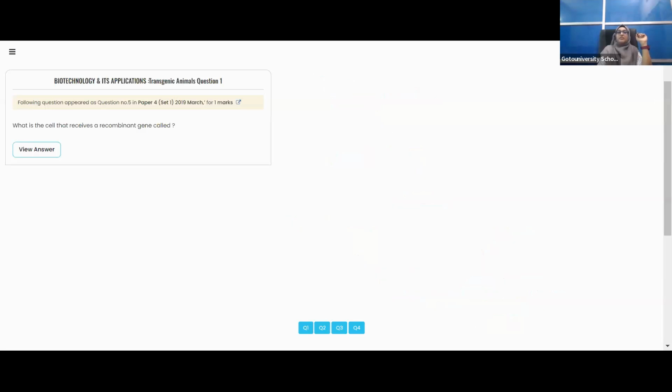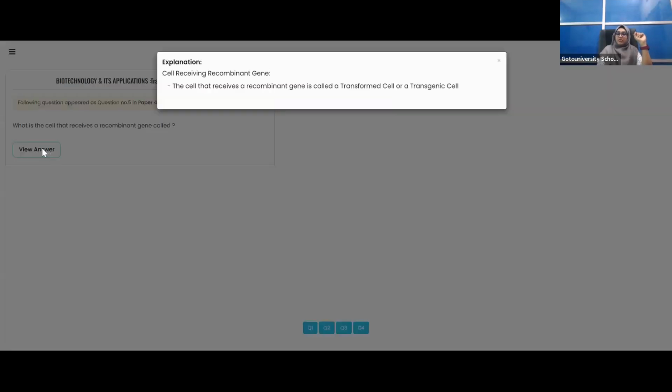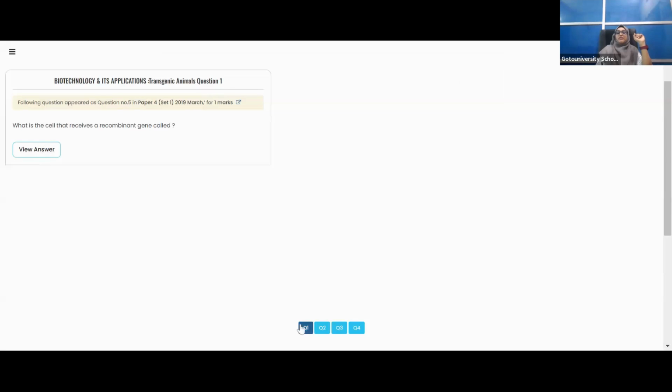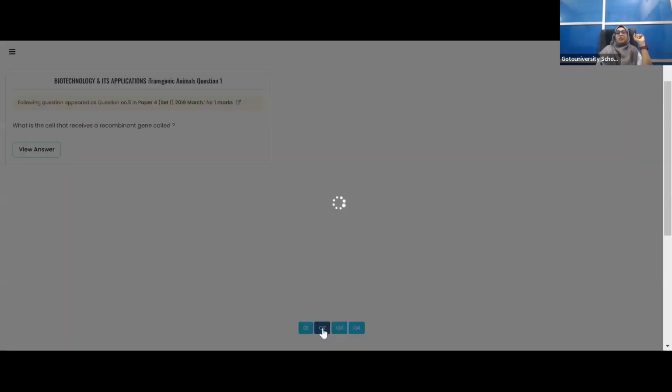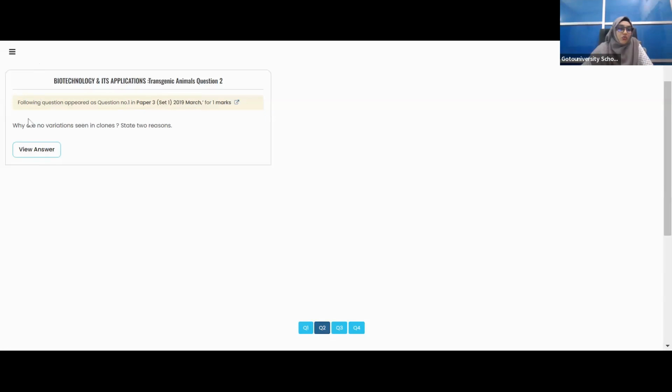Is it clear, everyone? This first question was asked in the year 2019. What is the cell that receives a recombinant gene called? Whenever this question comes, it should be very easy for you to say transgenic cell. Is it clear? Next, we'll move on to question number 2. Why are there no variations seen in clones? State 2 reasons.